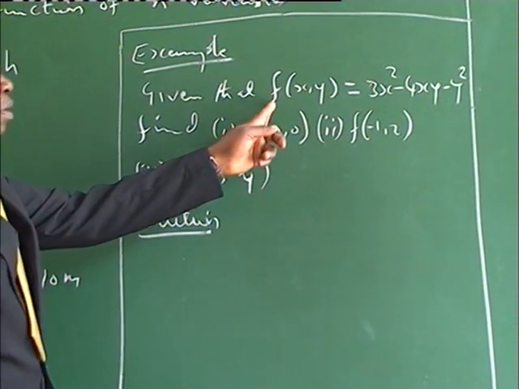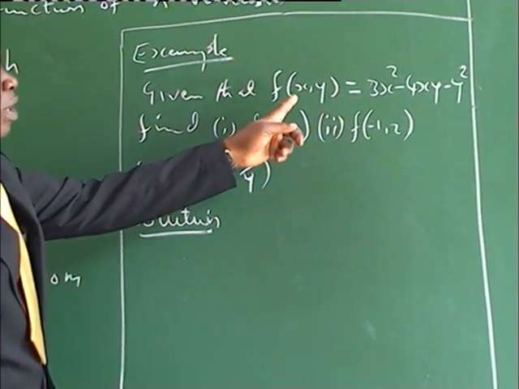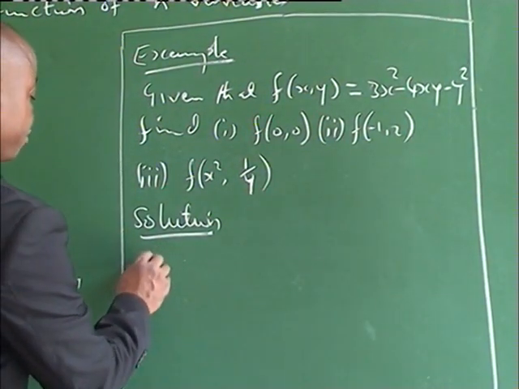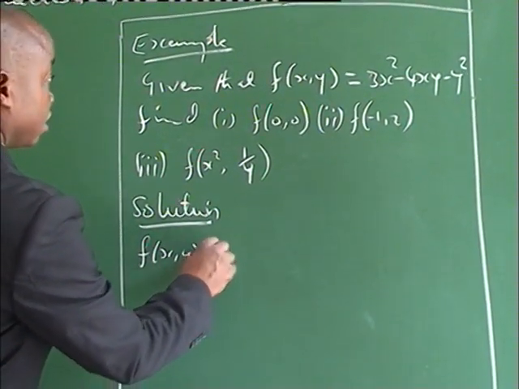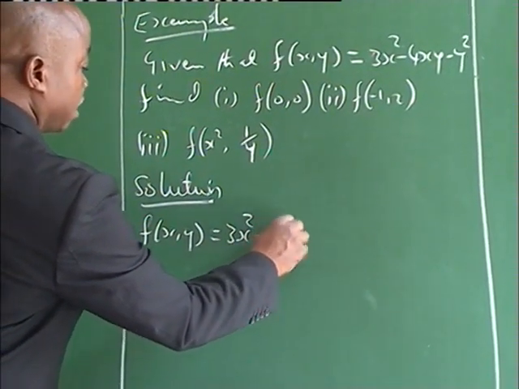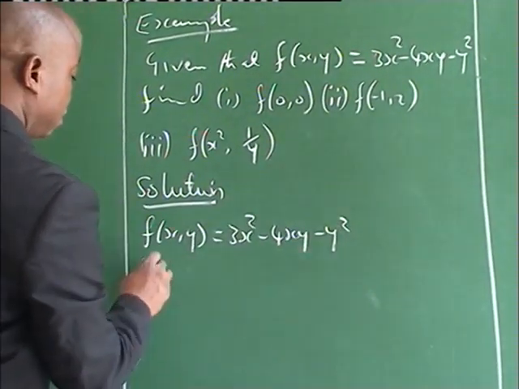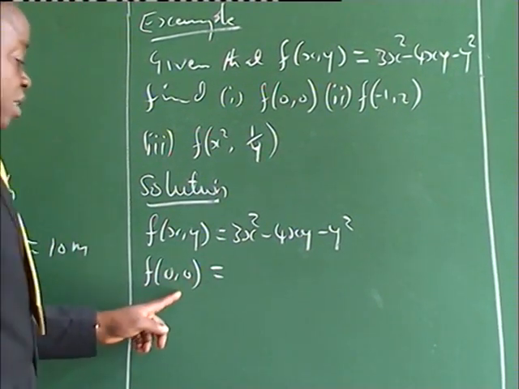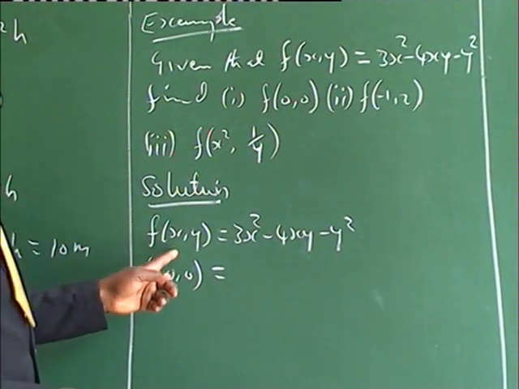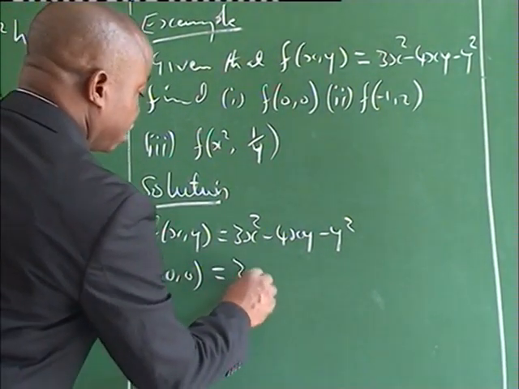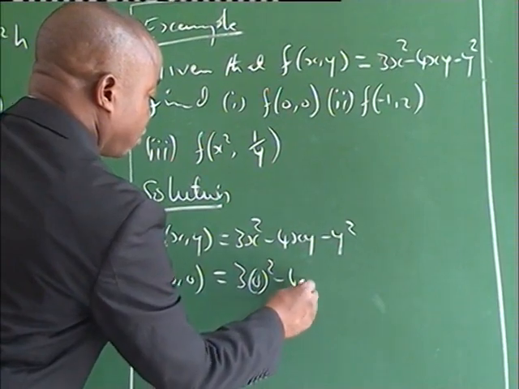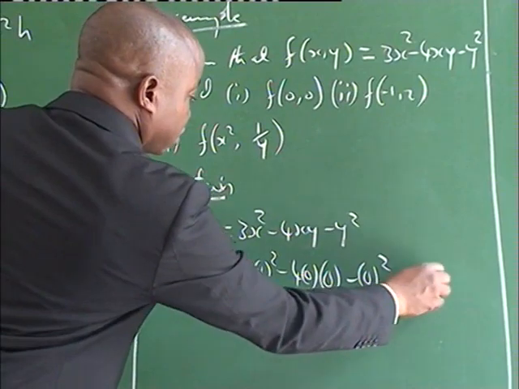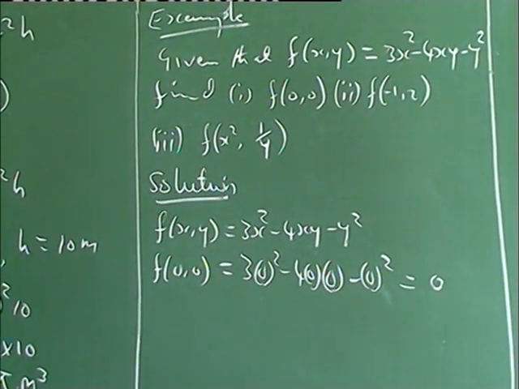Now this function is a function of two variables x and y. We have that f of x, y is equal to 3x squared minus 4xy minus y squared. So f of 0, 0, meaning that the value of x is 0, the value of y is 0, we have 3 times 0 squared minus 4 times 0 times 0 minus 0 squared. Of course, everything gives 0.